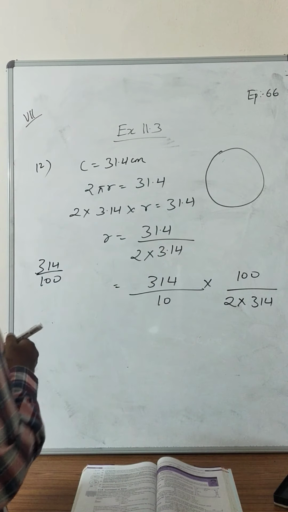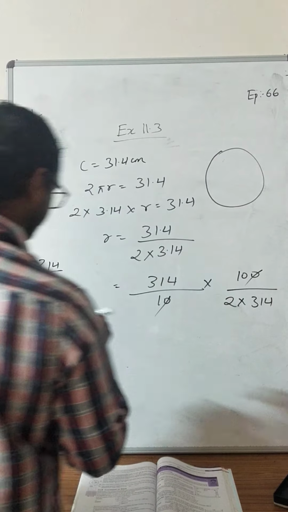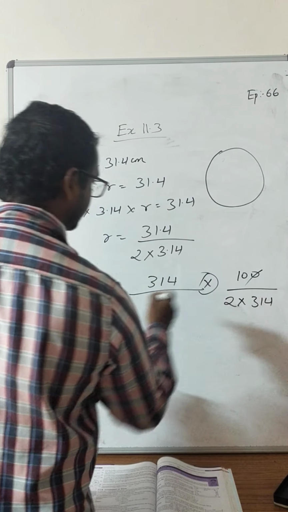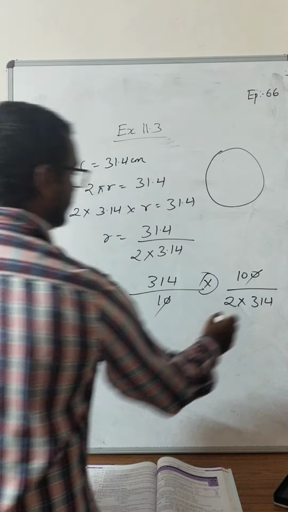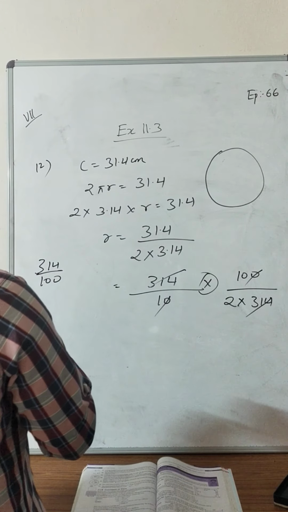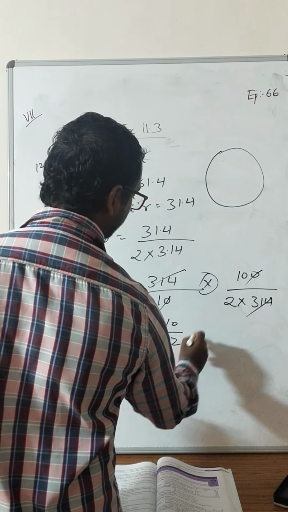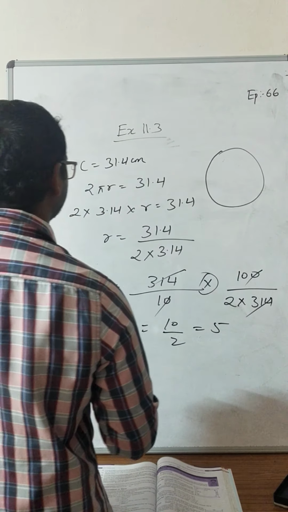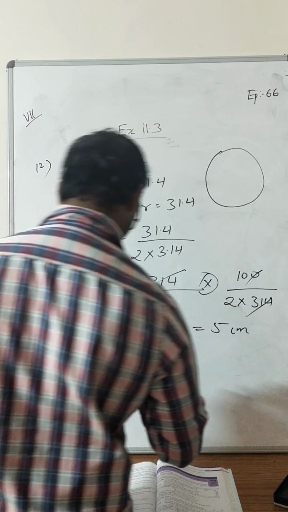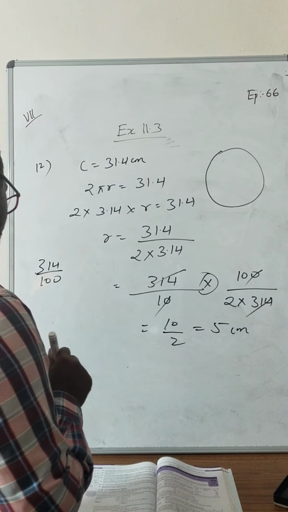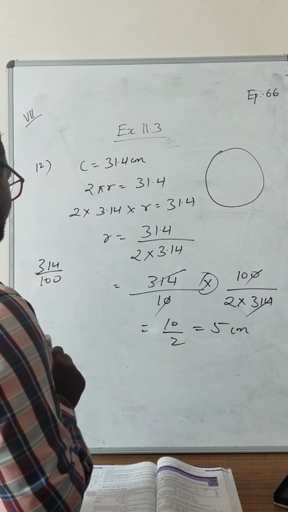Now see here, this 10 and this 10 will get cancelled because the sign is multiplication. Now 314 and 314 will get cancelled. We will be left with 10 by 2. How much is 10 by 2? 5 centimeter. So the radius of the circle is 5 centimeter.